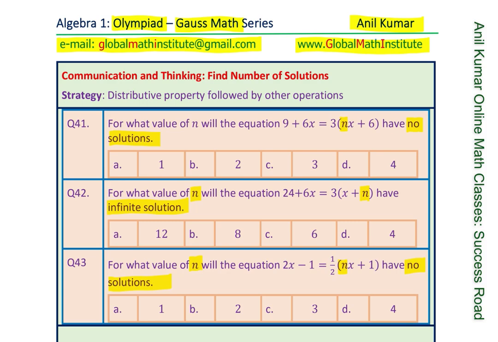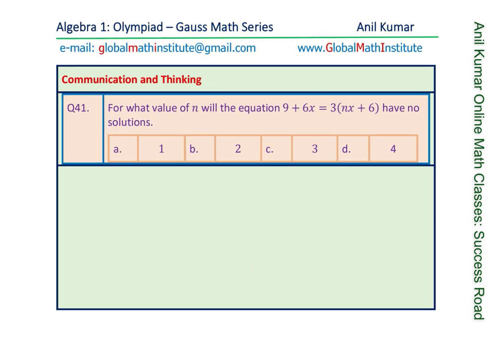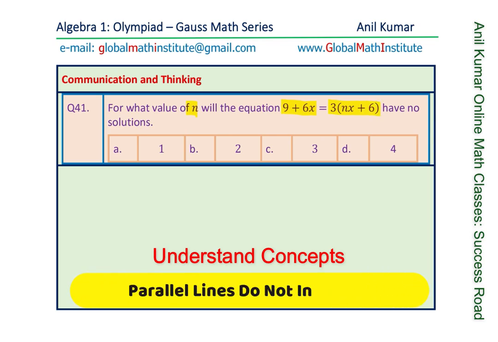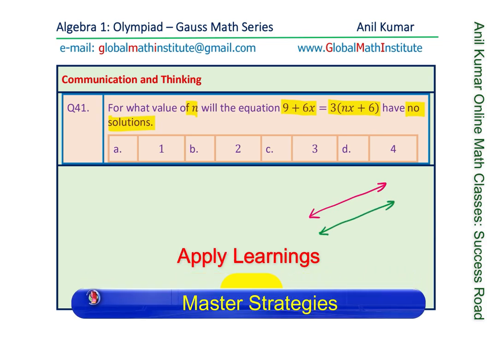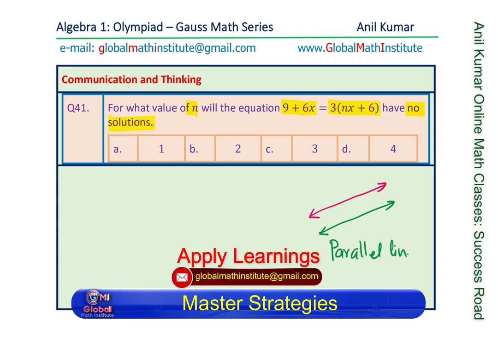Okay, so let's begin with the solution of the very first question, which is, for what value of n will the equation 9 plus 6x equals 3 times (nx plus 6) have no solution, right? So when we are saying equations have no solution, it really means that the lines are parallel. You get the idea. So parallel lines do not intersect, and therefore there is no solution. So that is the case for no solution.